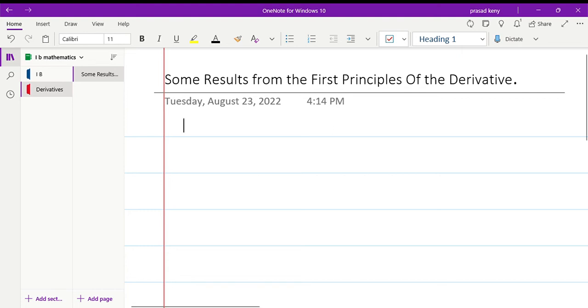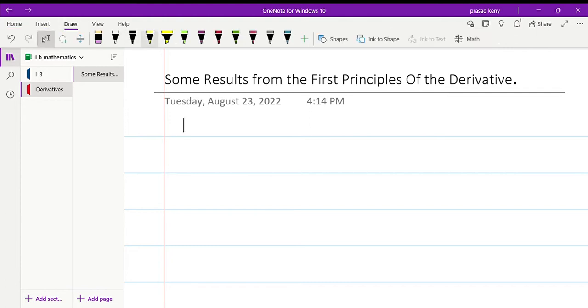Hello students, in the last class we have seen about the first principles and we had derived certain results from the first principles. So let us see some of the more important results from the first principles of the derivative.